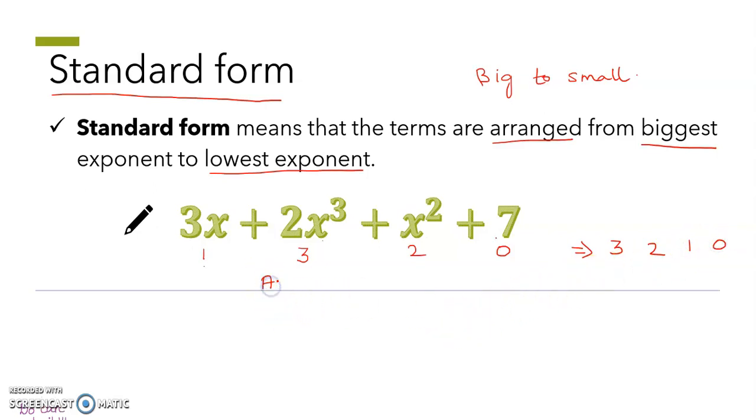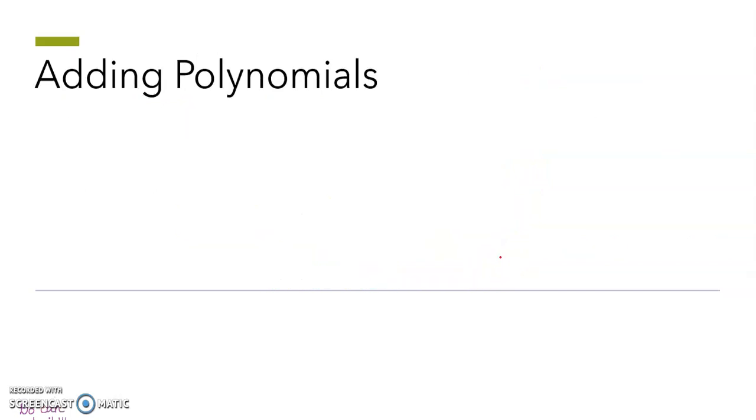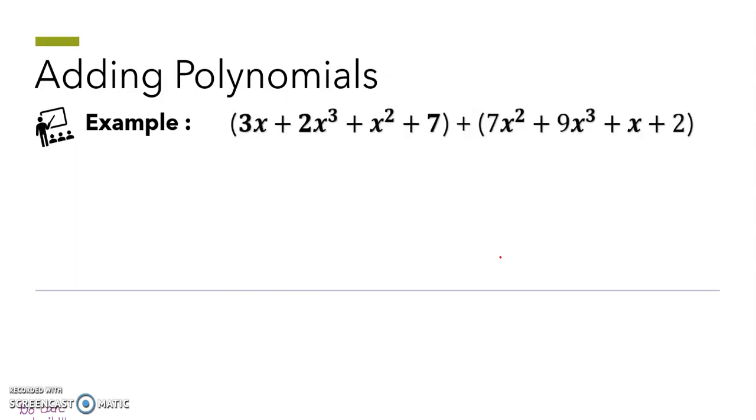The answer would be arranging in standard form. First you write the degree 3 term with its coefficient, which is 2x cubed, plus, what is the second one? x squared plus 3x plus 7. So the standard form is nothing but arranging the polynomial from biggest exponent to lowest exponent. Now let's add some polynomials and check. I'll give you an example.